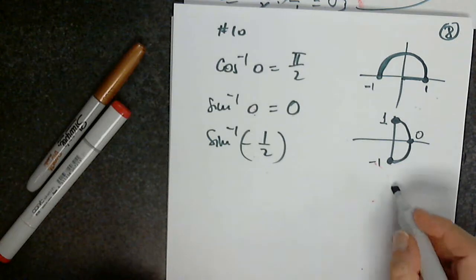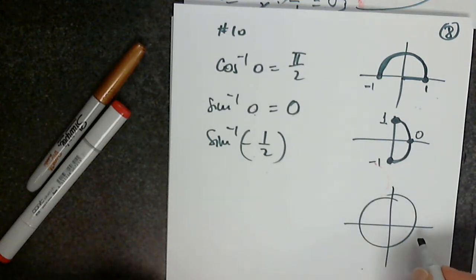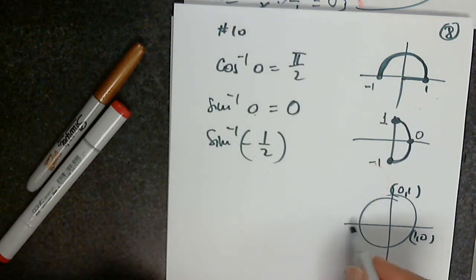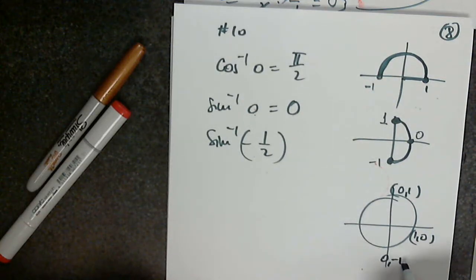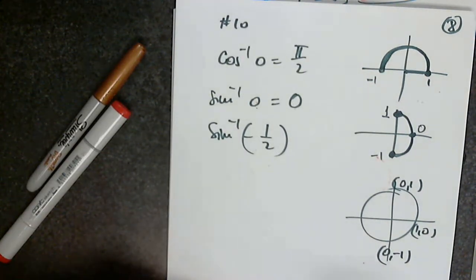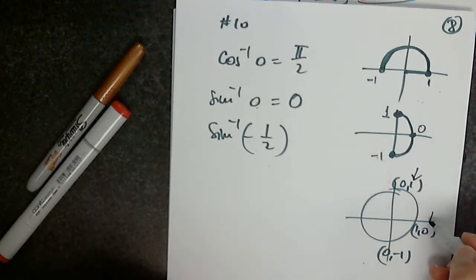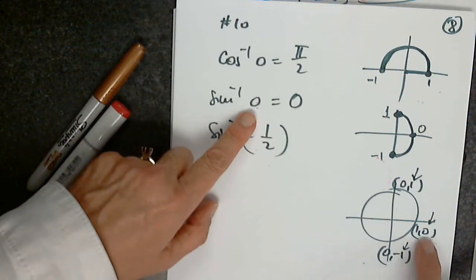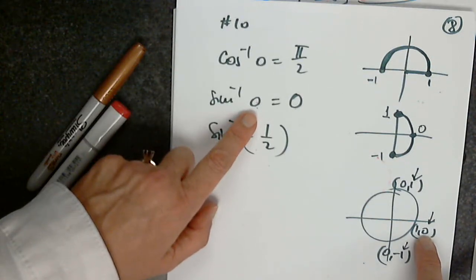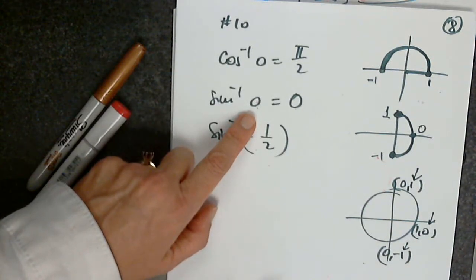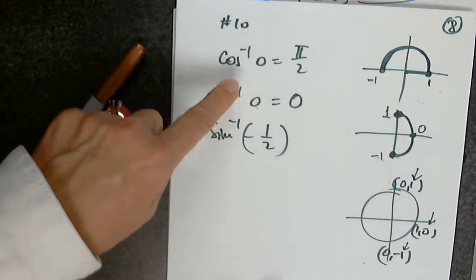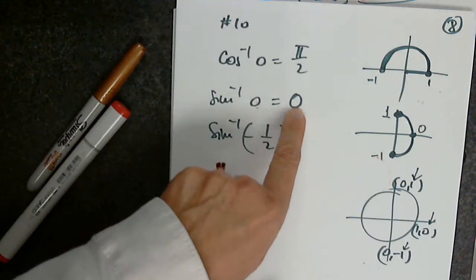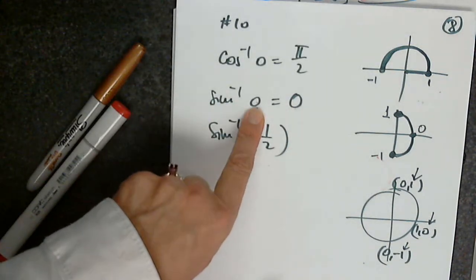Okay, let's write the coordinates. 1, 0, 0, 1. I don't need this one. And 0, negative 1. So this is sine, the y-coordinate. So sine of 0 degrees is 0. Sine inverse is applied to a number, so I'm looking for the angle whose sine is 0.